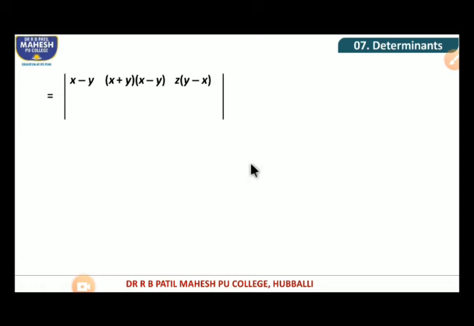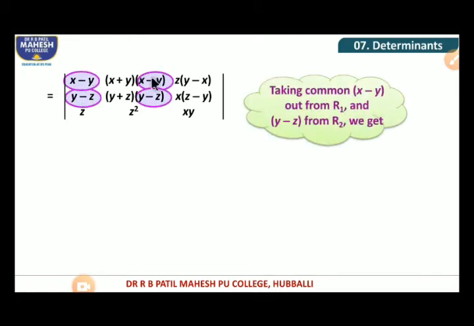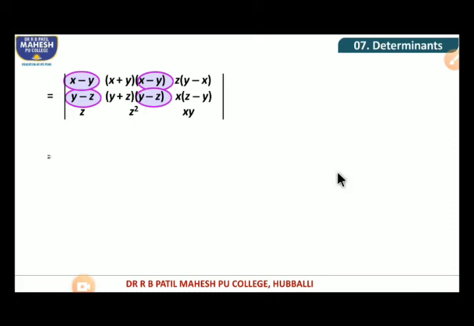The given determinant can be written as x minus y, (x plus y) into (x minus y), and z into the bracket of y minus x. And the second row can be written as y minus z, (y plus z) into (y minus z), and we can take x common, then it becomes x into the bracket of z minus y, and the third row as it is, z square, xy. Students, observe, in the first row we have x minus y common, and in the second row we have y minus z common. So we can take them common respectively outside. So (x minus y) into (y minus z).